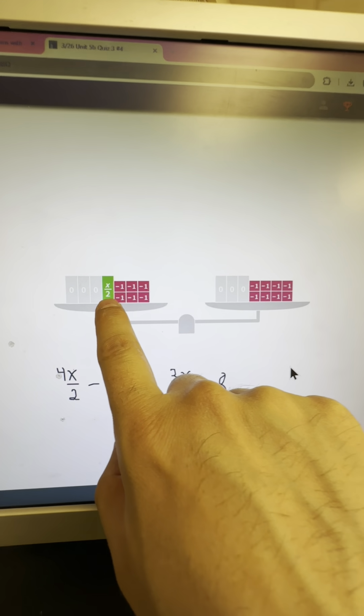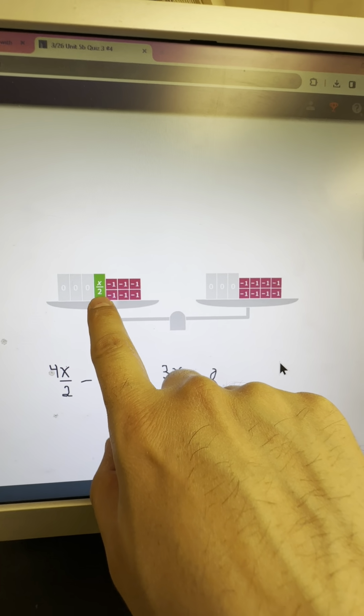So since I want to isolate my variable, that means I got to get rid of these ones by introducing the opposite of those, which is 6 positives. So you can see I added 6 positives here. And to keep the equation balanced, I also added 6 positives here. Addition property of equality. Next, I'm just going to combine my 0 pairs. So I put these together and these together.